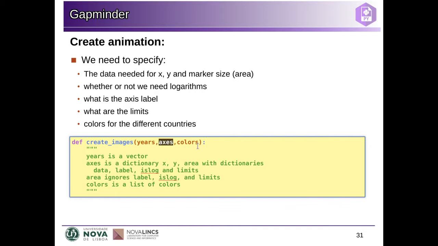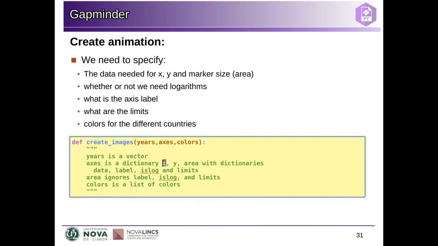We need to specify whether or not we want a logarithmic scale. We need to specify the label for the axis, the name that will get there if we want to write it. What are the limits? And also we need the colors for the different countries. So this is one thing that we need to think about a bit, but the idea is that these axis values will be a dictionary that has X, Y, and area. So these are the 3 different values that will be represented.